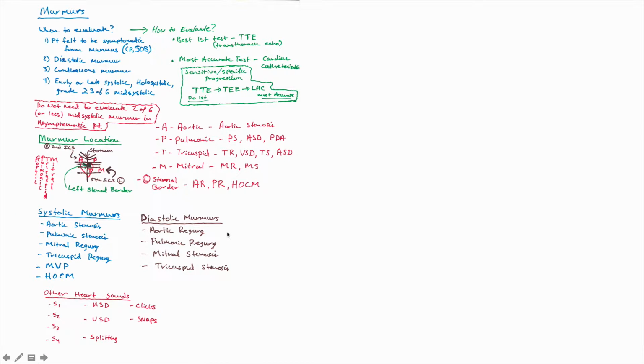So looking at murmurs, when do we need to evaluate a murmur with an echo? What murmurs need an echo? So basically, it's going to be any murmur that is symptomatic. So you have a valvular lesion that you feel is symptomatic. So they're having chest pain or shortness of breath, syncope, angina, secondary to their aortic stenosis or other valve lesion. This needs to be evaluated with an echo.